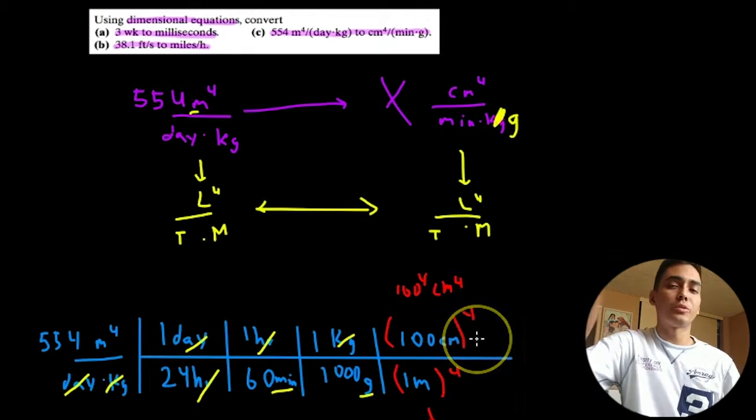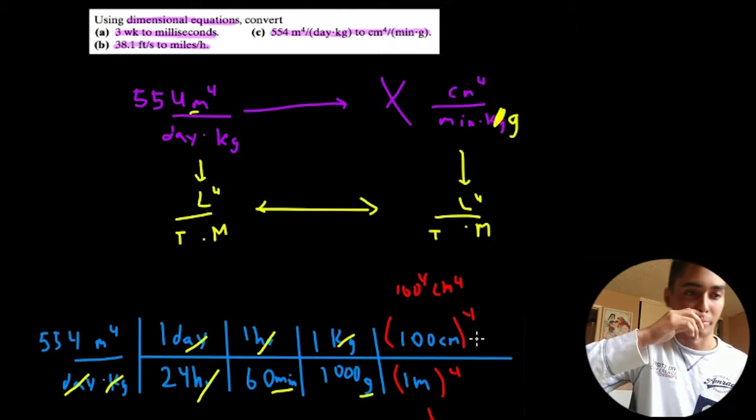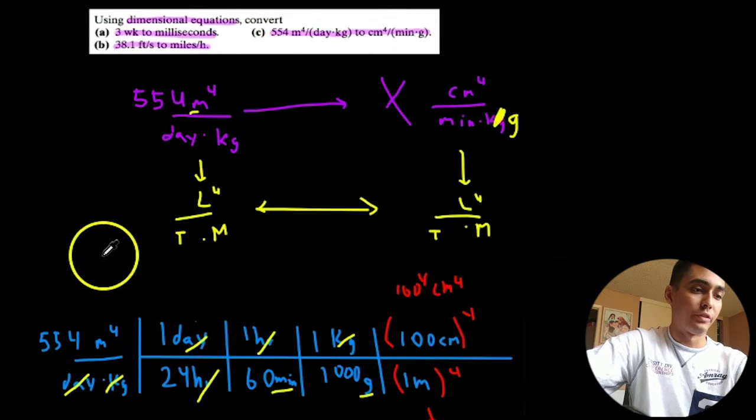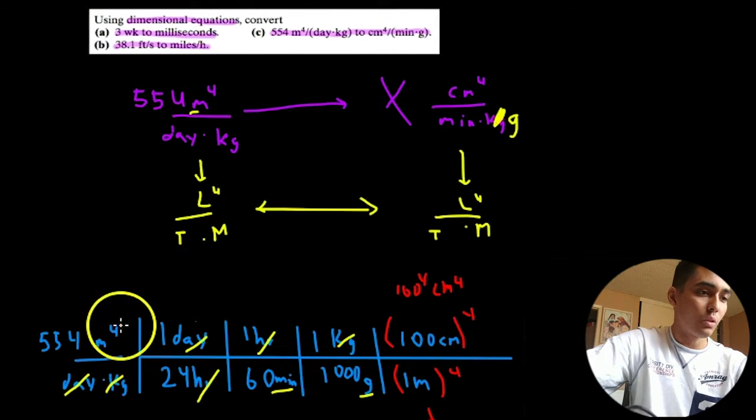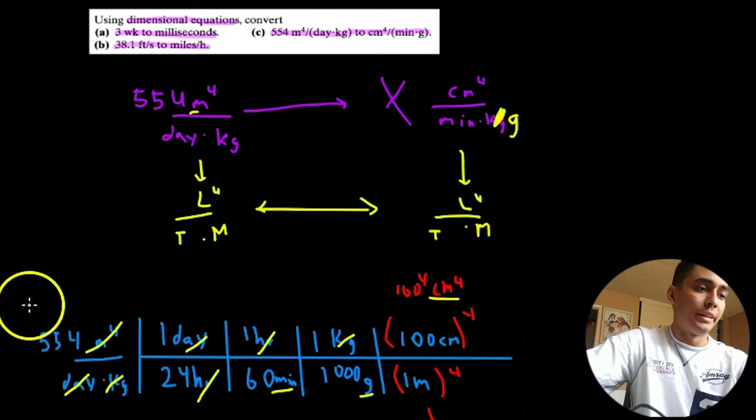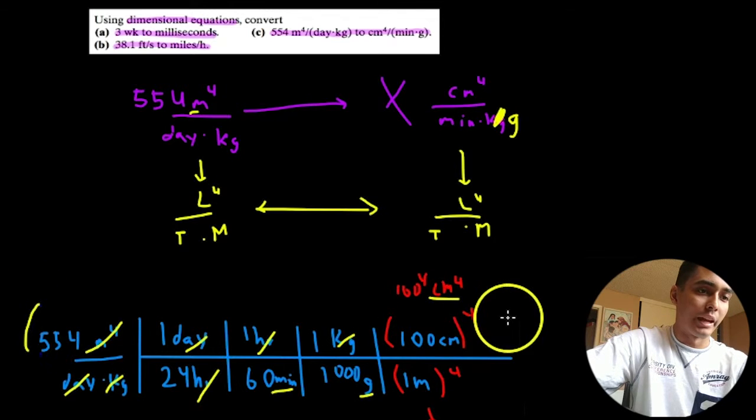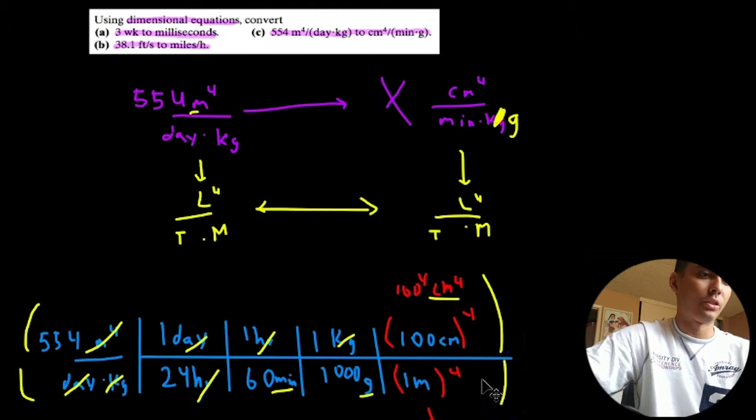Very, very important. This is just because of math. You just have to get used to it and be very, very careful. And finally, we can cancel out meters to the fourth, and we're left with centimeters to the fourth. So again, now let's calculate this, and let's multiply everything on top divided by everything on the bottom, just to make things easier.